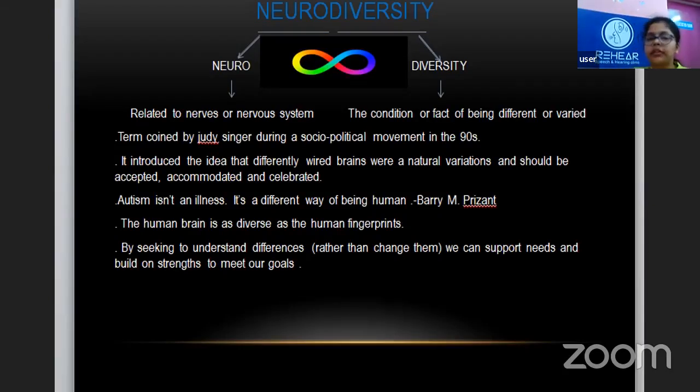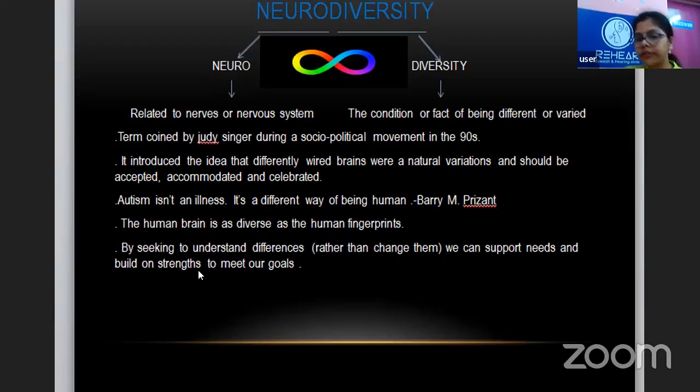Neurodiversity basically means neuro means related to nerve or nervous system. Diversity, the condition or fact of being different in different ways. The term was coined by Judy Singer during a socio-political movement in the 90s. It introduced the idea that differently wired brains were a natural variation and should be accommodated, accepted, and celebrated. Autism is not an illness, it is a different way of being human, by Barry M. Prizant. The human brain is as diverse as human fingerprints. By seeking and understanding the differences rather than changing them, we can support needs, build on strengths to meet our goals.